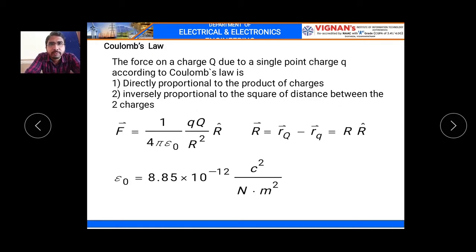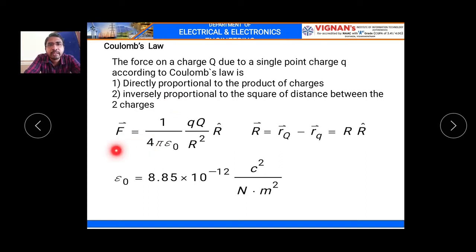Next, Coulomb's law. Coulomb's law states that the force of attraction or repulsion on a charge Q due to a single point charge q is directly proportional to the product of the charges and inversely proportional to the square of the distance between the charges. This is the basic law given by Coulomb. The force of attraction or repulsion between two charges is directly proportional to the product of the charges and inversely proportional to the square of the distance between the two charges.